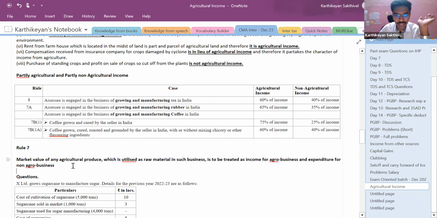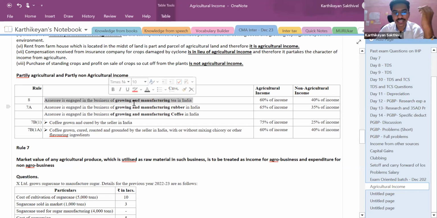However, there are specific cases where they have given that this part is to be treated as agricultural income and the other part is to be treated as non-agricultural income, which is specified in rule 7A, rule 7B and rule 8. In total they have covered 3 industries. So my assessee is engaged in the business of growing and manufacturing of tea, growing and manufacturing of rubber, growing and manufacturing of coffee. So for these 3 industries, you can take this as a kind of presumptive basis.